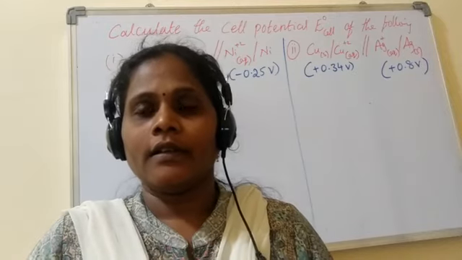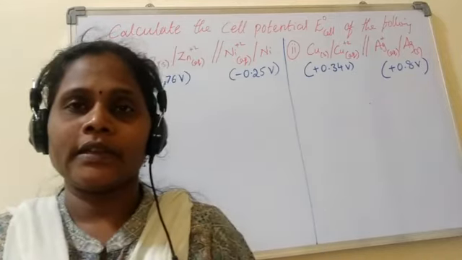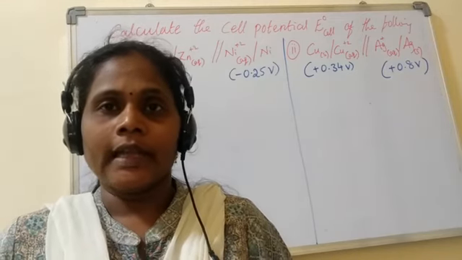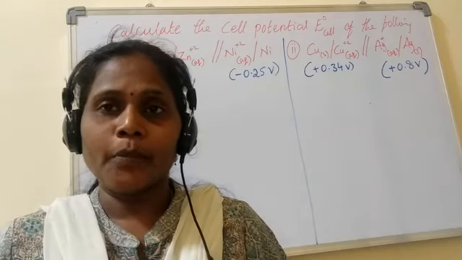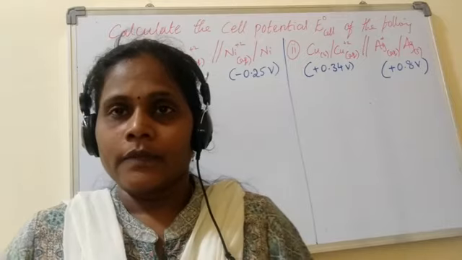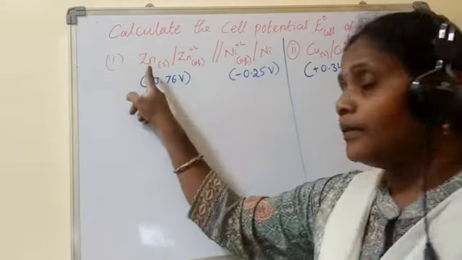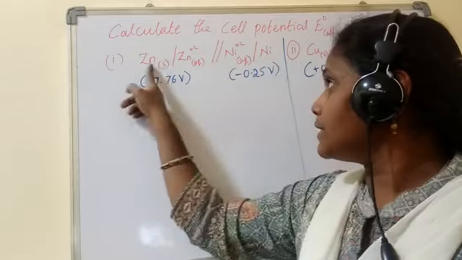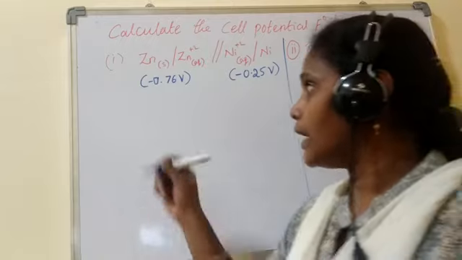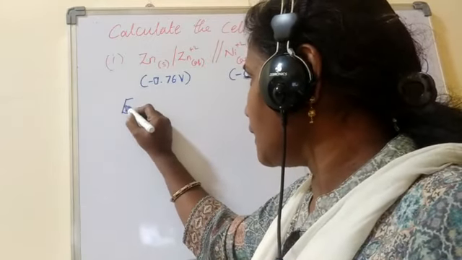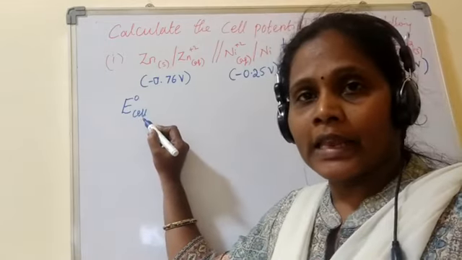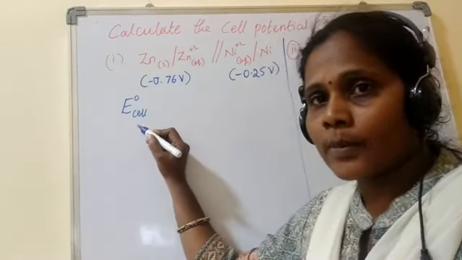Good morning, students. Let us continue the electrochemical cell topic. We have discussed the electrochemical cell construction, and now we can calculate the cell potential E0 cell of the galvanic cell. For example, I have given here a galvanic cell representation and their standard reduction potentials and asked you to calculate E0 cell. E0 cell means standard EMF of the cell, the electromotive force of the electrochemical cell.